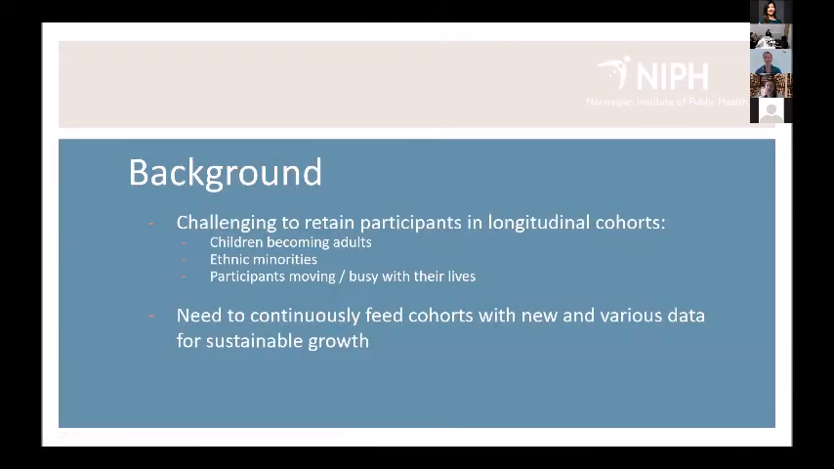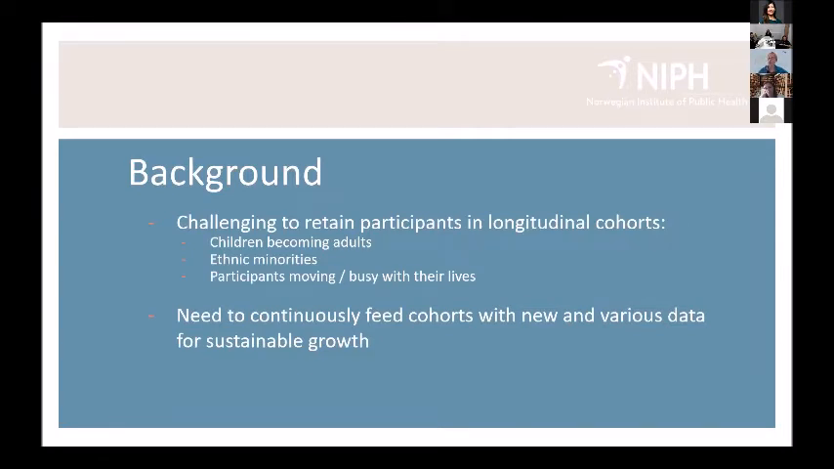Here, sorry about this. So you all know about the background. We've been discussing this multiple times already. It is challenging to retain participants in longitudinal cohorts for a variety of reasons, because young participants are becoming adults and maybe moving on with their lives. It can be challenging to engage specific groups like ethnic minorities, and it's also difficult to follow people over time because they might move or might be busy with their lives. So there are a variety of reasons why it is challenging to retain people in longitudinal cohort studies.